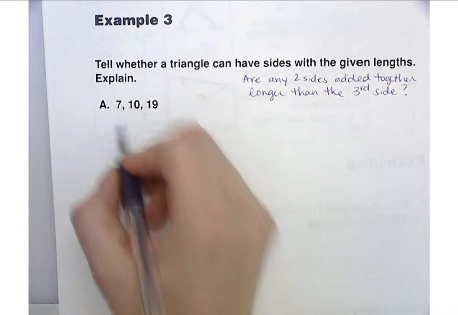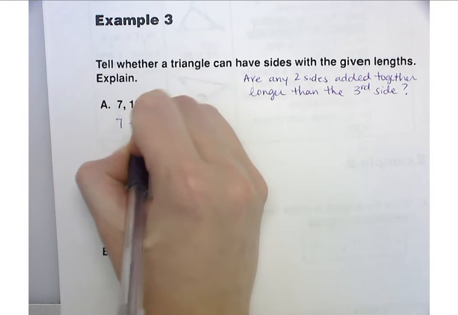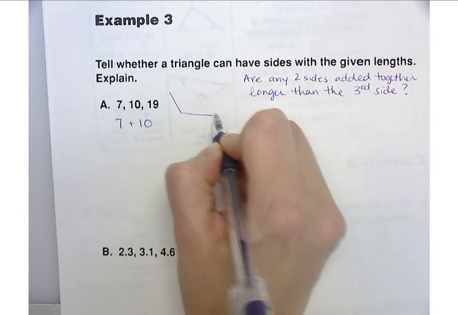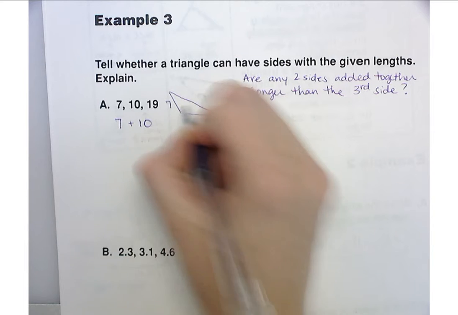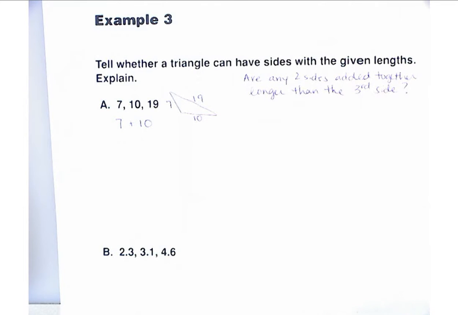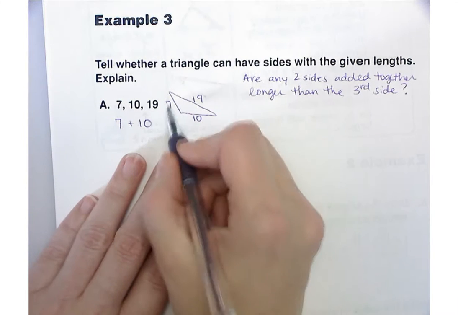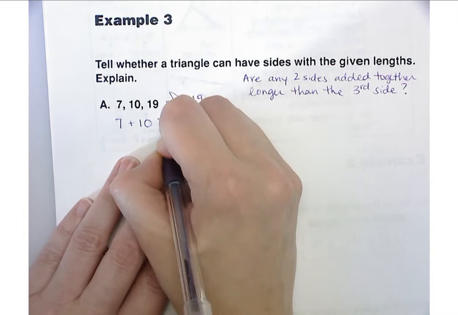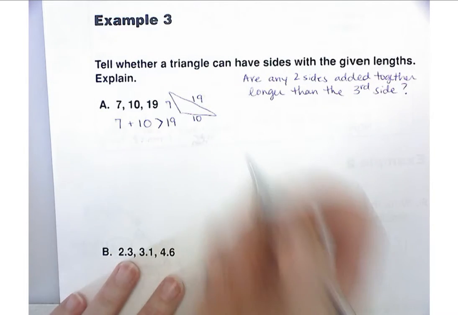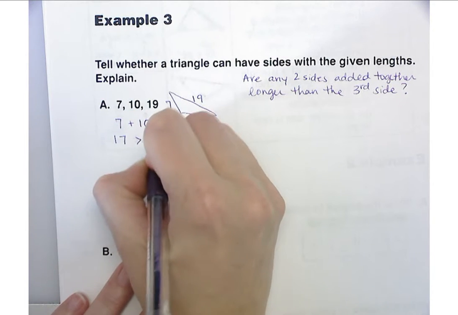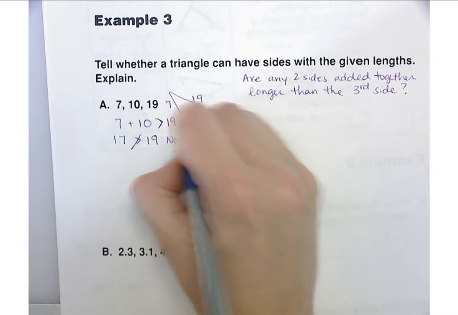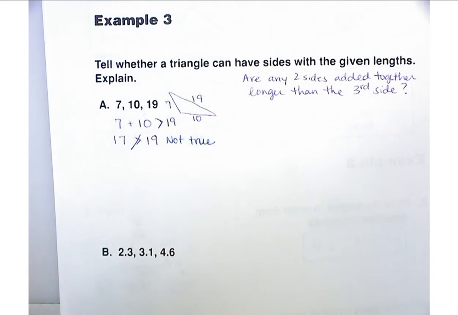So if I add 7 plus 10, 7 and 10, and you guys can draw a picture of this. Sometimes I feel like that helps. It doesn't matter if your picture is drawn to scale or not. It's just kind of nice to see where you're comparing. So if you add 7 and 10, it should be larger than the third side, which is 19. Well, if you add 7 and 10, what do you get? Okay, is that larger than 19? No. So then we put a slash through it, and this is not true, right? So 17 is not bigger than 19.